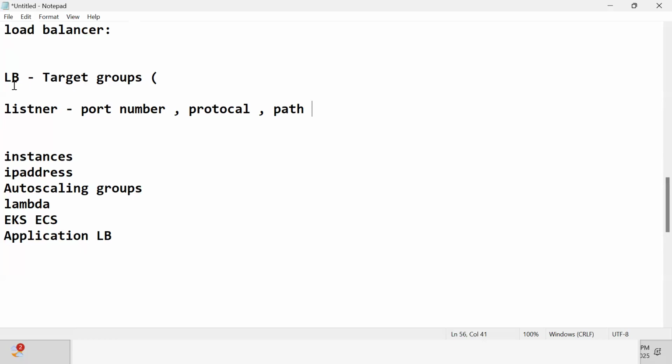And even at the load balancer level also, we need to open a security group. That means at the load balancer level also we will have the security group, and at the target level also we will have the security groups.